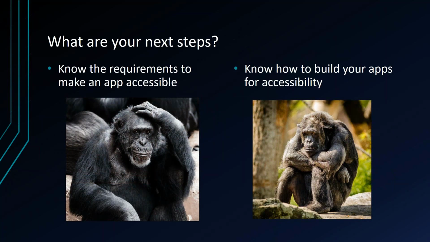So what are our next steps? There's two sides to accessibility. One is knowing the requirements: what does it take, what makes up an accessible app? And it can be a little puzzling. That's why the monkey looks like that. And then how do you build your apps for accessibility?